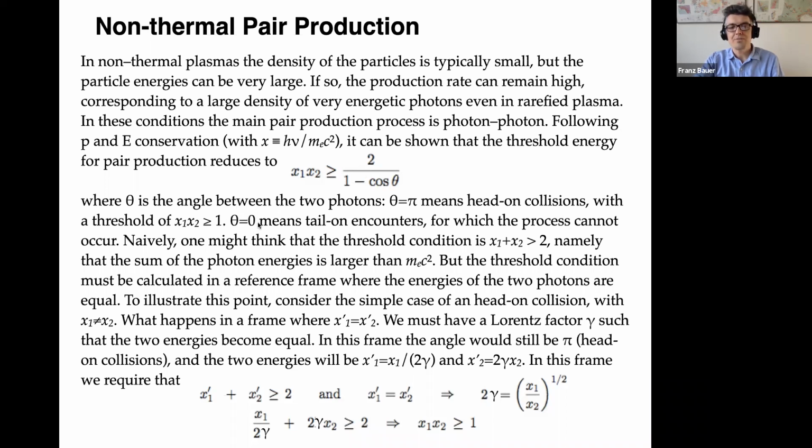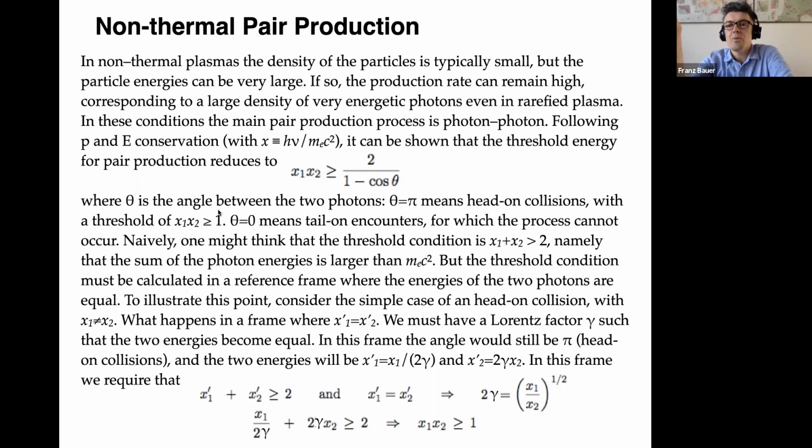A value of theta equals 0 means a tail-on encounter, which can't happen. You can't have photons encountering if they're going in the same direction. And so even though this obviously would be 1, 1 minus 1 is infinity, so you would have this thing greater than 0, but you just can't have this process happen if that's the case. Now, this is a little bit strange. So this product of the two photon energies has to be greater than 1.